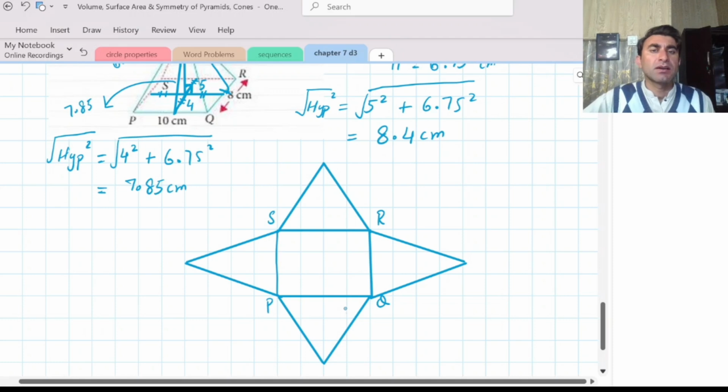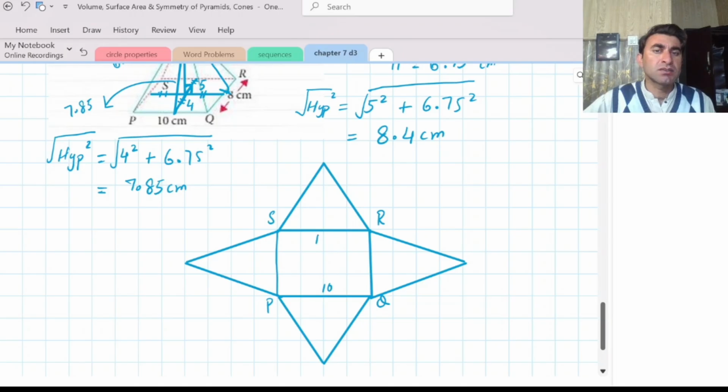So this is the net of this shape, and the dimensions over here, this was 10 and this was also 10. Here it is 8 centimeter and this is also 8 centimeter, and this slant height, the height of this triangle, it was 8.4, and same was the height for this triangle because these two are congruent triangles. It is also 8.4, and in the similar manner this slant height was 7.85, and same was the height of the upper triangle because these two are also congruent triangles.